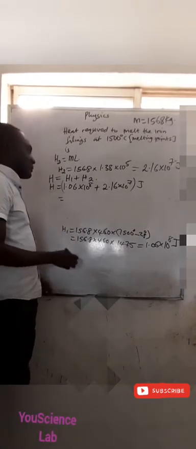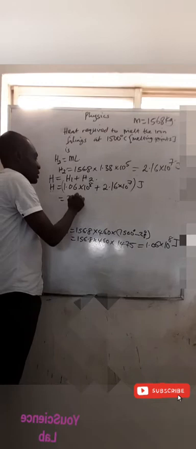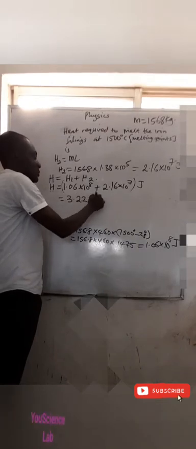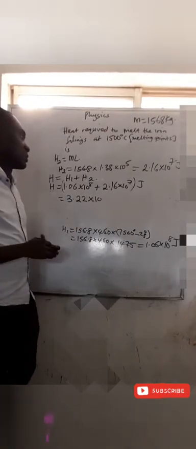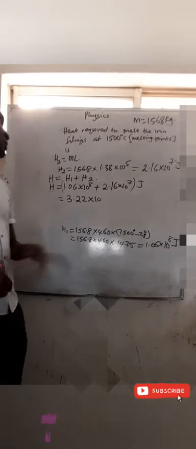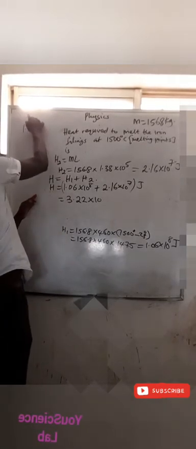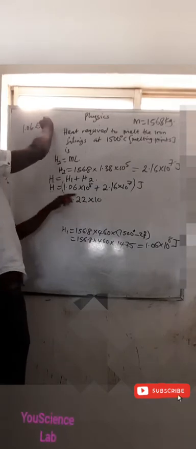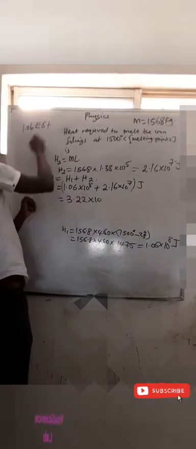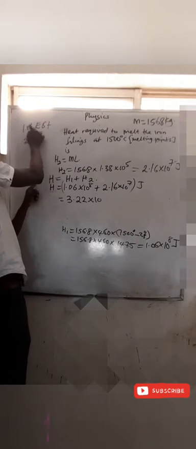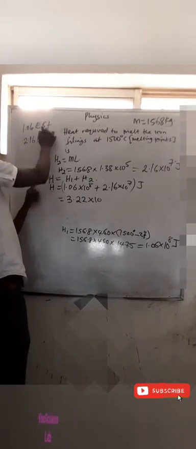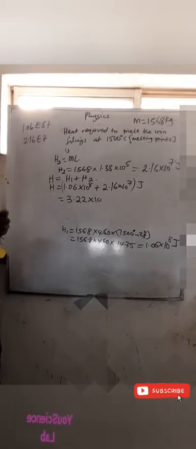Let's add this together. This is what you normally do: press 1.06 on your calculator, exponential 8, plus 2.16 exponential 7. Add it together that way.